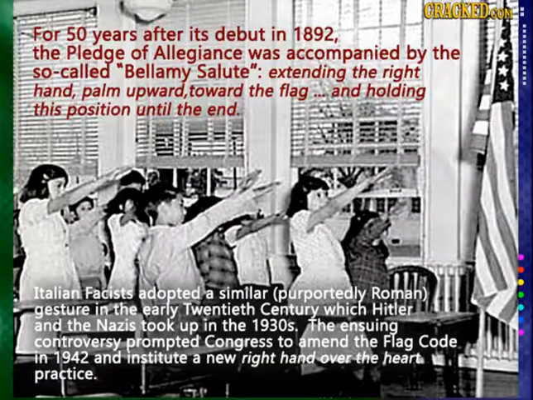So what that means, what I'm telling you, is that for 50 years, the first 50 years that the Pledge of Allegiance was used in classes, they used this so-called Bellamy Salute, this Roman salute, which consisted of extending the right hand, palm upwards towards the flag, and holding this position until the very end of the pledge. This was commonplace. This is how it was done.